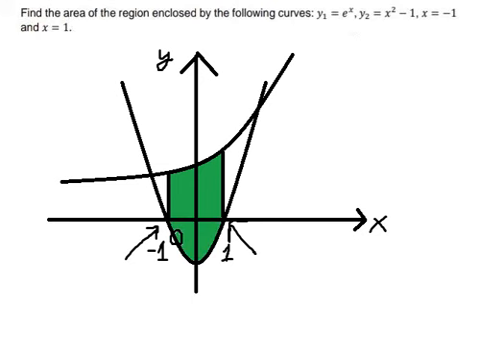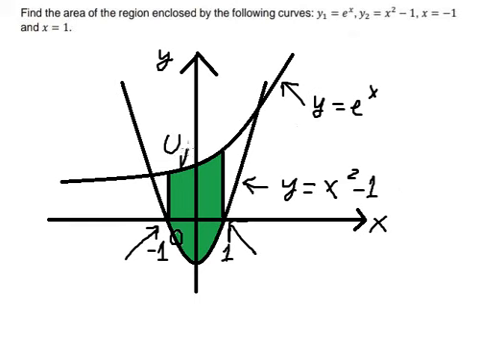So, we see that this one is about y equals e to the power of s. This curve in here is about y equals s squared minus 1. So, we see that this one is upper. This one is lower.